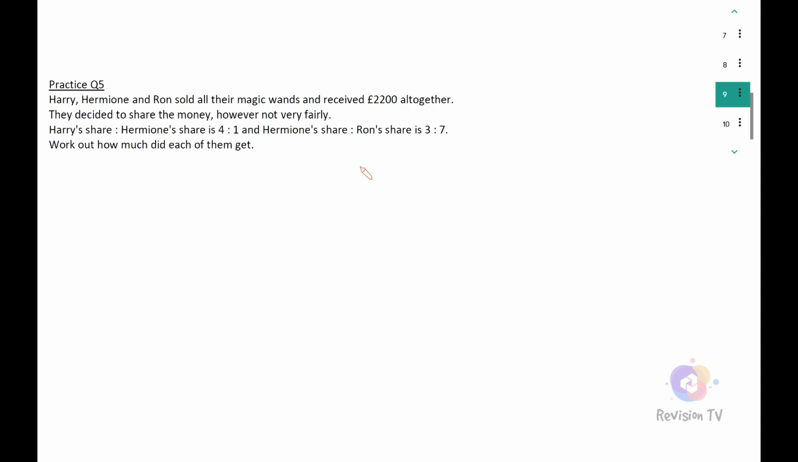So it's a very similar question to the previous one, but this time it's given a total to work with. First of all, you want to use the common ratio to work out the ratio in one line, because this is now broken into two. We've got Harry, Hermione, and Ron's R. So we've got 4 to 1 and 3 to 7. What's the LCM between 1 and 3? The answer will be 3.